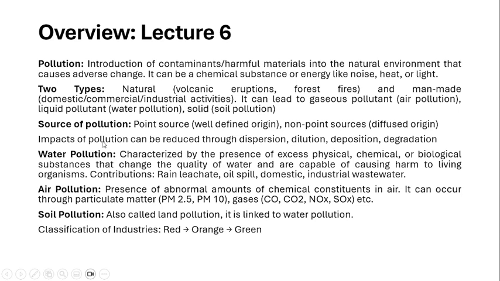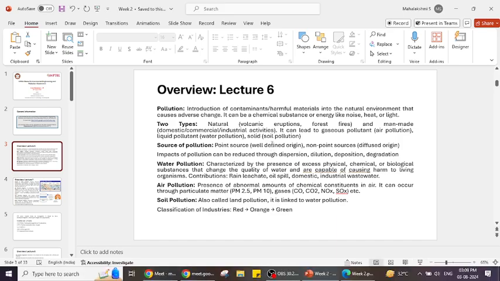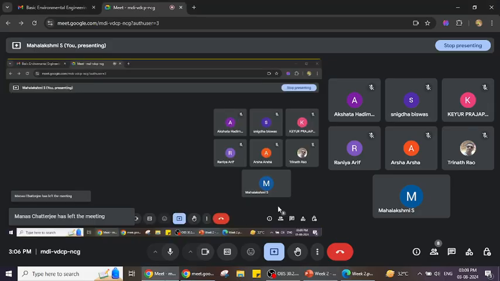Next is the impact of pollution. All these pollutants will have an impact over the environment. It can be reduced through these four methods. The first one is dispersion. The concept of reducing the impact of pollution is reducing the concentration of the pollutants. In the case of dispersion, when gaseous pollutants are dispersed into the atmosphere at different levels, the concentration gets reduced for the particular area.